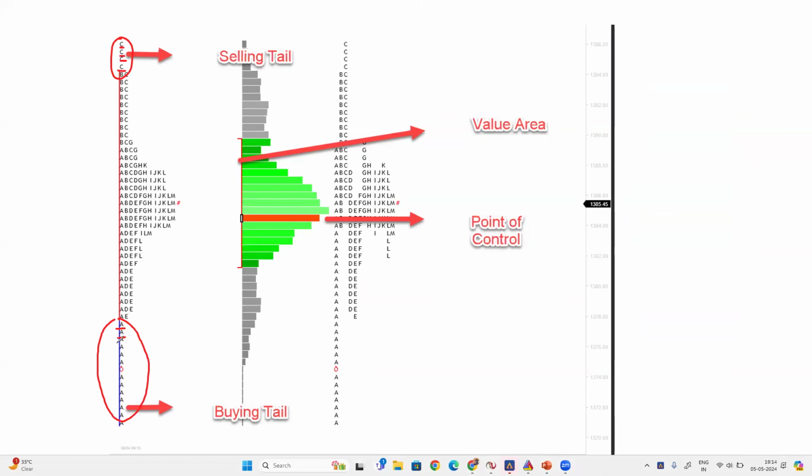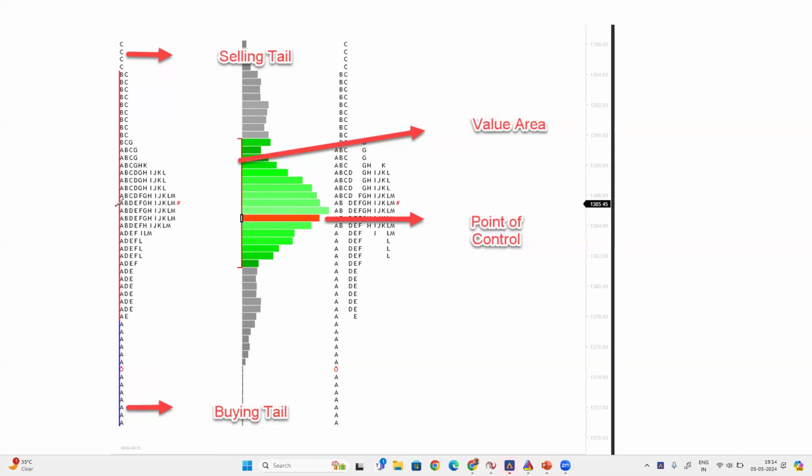All are single prints, single letters. Horizontally, if I measure, I'm seeing only single letters. If I measure over here, I'm seeing three letters, A, D, and E. If I measure over here, I'm having only one single letter. So the letters at the extreme are what we call tails. So here we are seeing a buying tail and a selling tail.